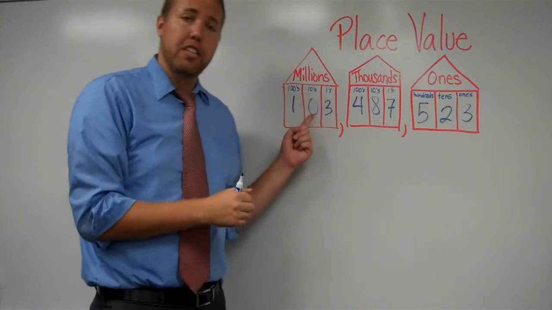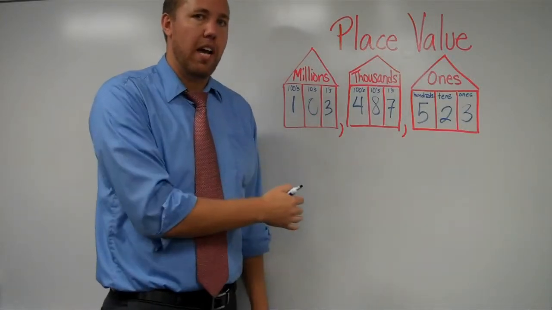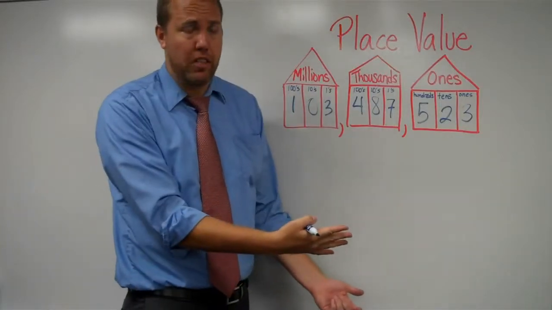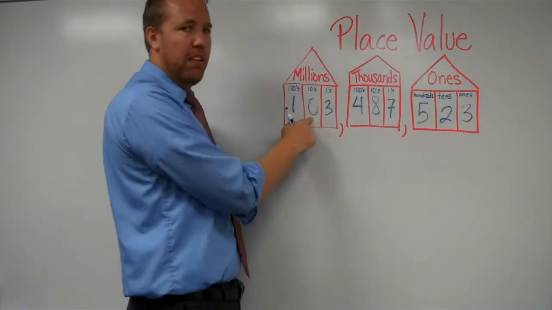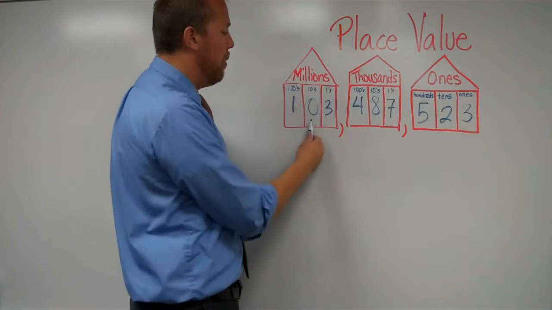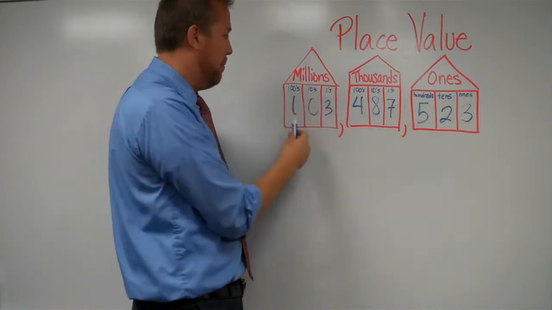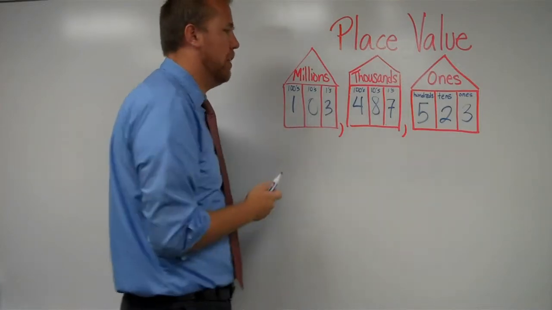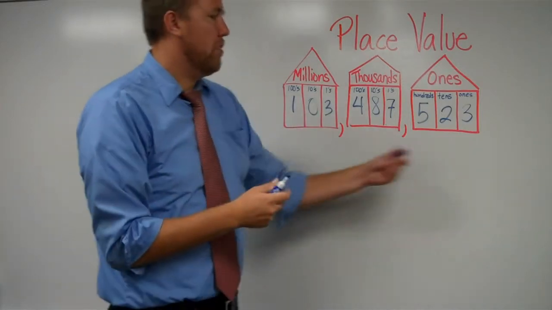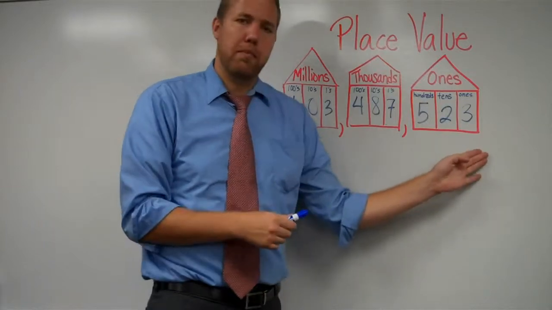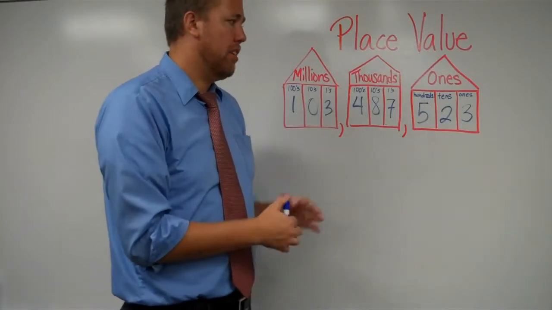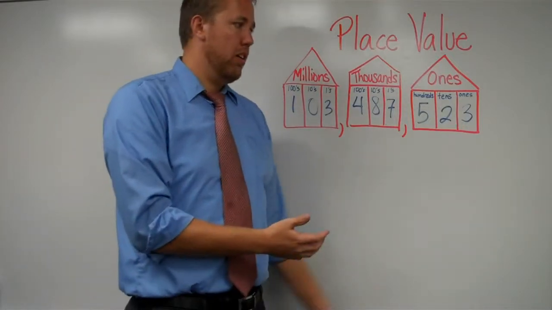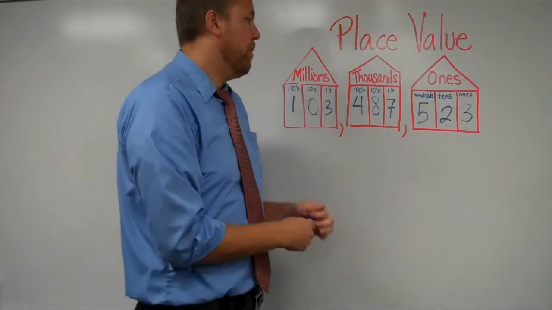Okay. Any digit 0 through 9. 0 can't be the first one because then it doesn't change your number. But it can be a placeholder as well. So we have no 10 millions, but if we have 100 million, then we have the 0 there. So as we look at place value, we start from the right and we move on to the left. And each digit to the left is worth more and more the further we go left.